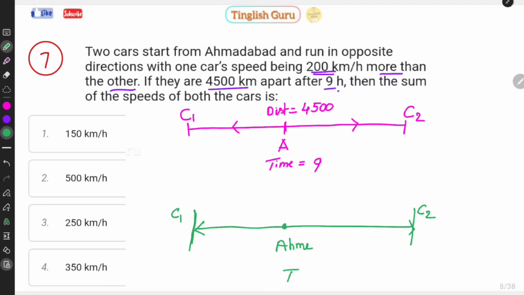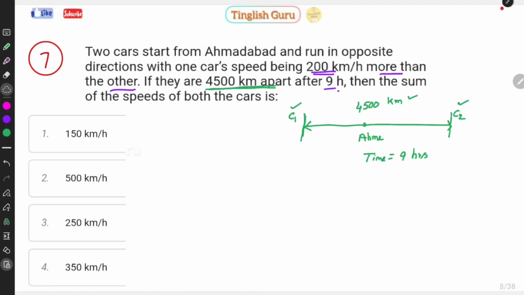So what is the time? They traveled, time is equal to 9 hours. So in these 9 hours, both cars together traveled how much distance? 4500, because 4500 kilometers apart means these two cars are apart from each other by 4500 kilometers, right? First we have to draw the diagram like this.